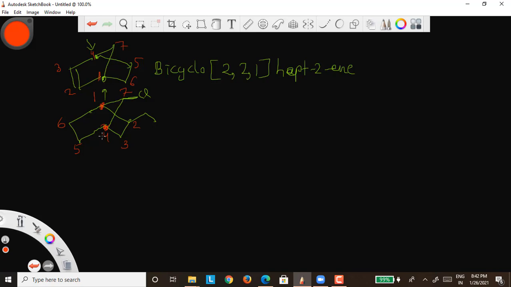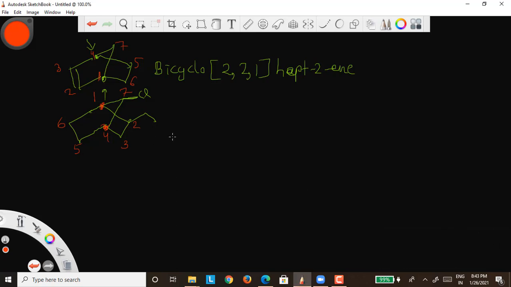So first, the priority is the bridge with more number of carbons should be numbered, and after that the bridges with fewer carbons. So this side has a two carbon bridge, here also a two carbon bridge, but this two carbon bridge contains the ethyl group. So this should be numbered 1, 2, 3, 4. Then this will be numbered 4, 5, 6. Then this is already numbered, so this is 7. Okay.